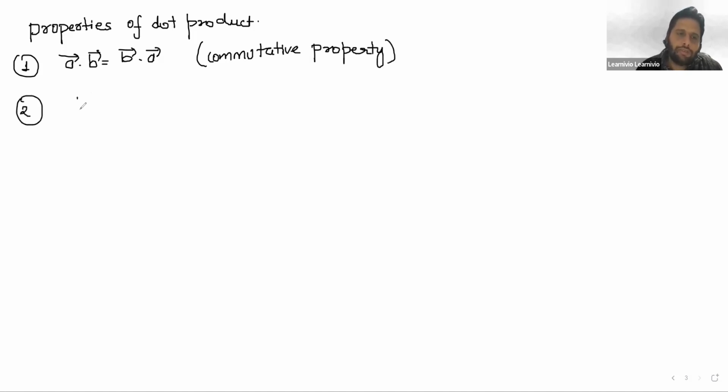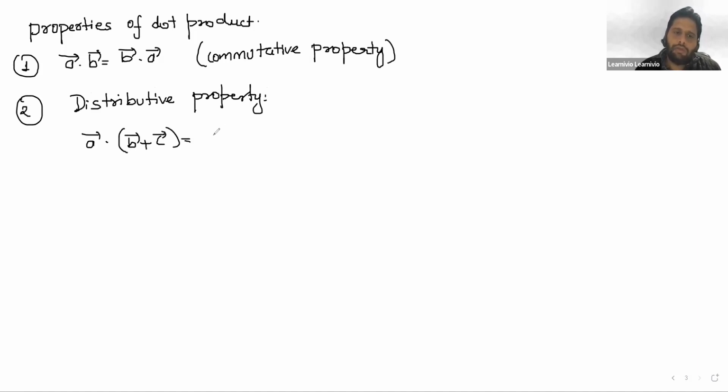Second is the distributive property. Distributive is what? A dot (B plus C) is equal to A dot B plus A dot C. So you will find the dot product with B, then you will find the dot product with C. This is the distributive property. Please note this down.